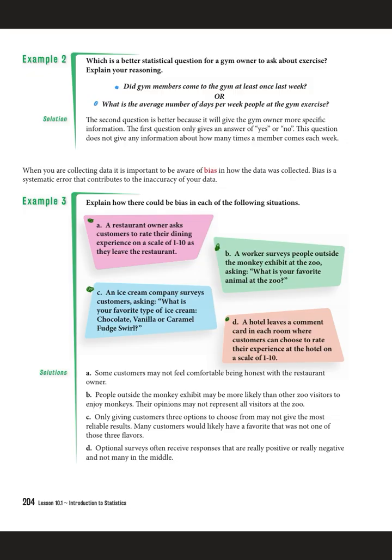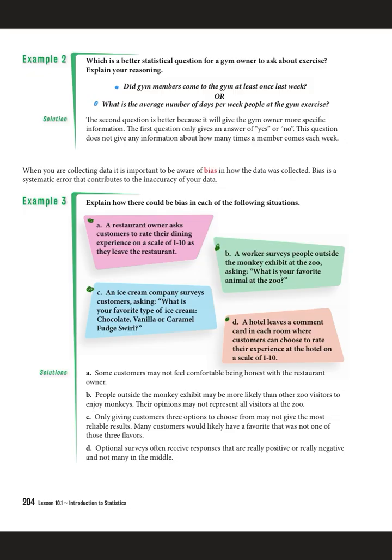C, the solution is that only giving customers 3 options to choose from may not give the most reliable results. Many customers would likely have a favorite that was not one of those 3 flavors. Again, that's a systematic error that contributes to inaccuracy in the data, because they may like something that's not on that list if you're only giving them 3. It's too constraining. It's too specific.